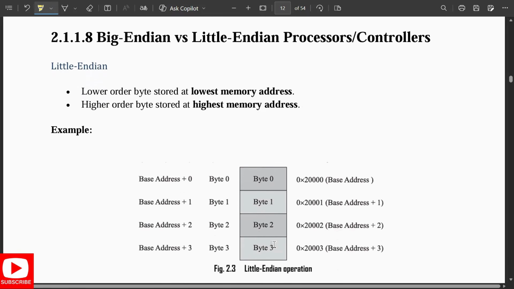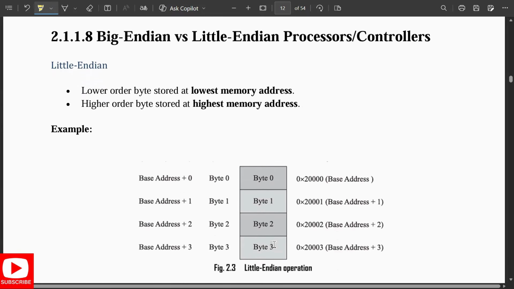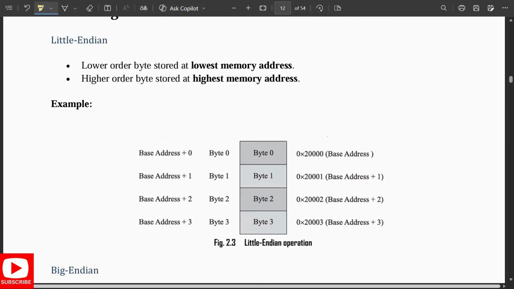Next comes Big Endian versus Little Endian processors or controllers. Little Endian means the lower order byte is stored at the lower memory address, and the higher order byte at the highest memory address. For example, you can see here byte 0, byte 1, byte 2, byte 3. This is a Little Endian operation. Here base address plus 0, base address plus 1, base address plus 2 and base address plus 3. This is how it is stored in the memory address.